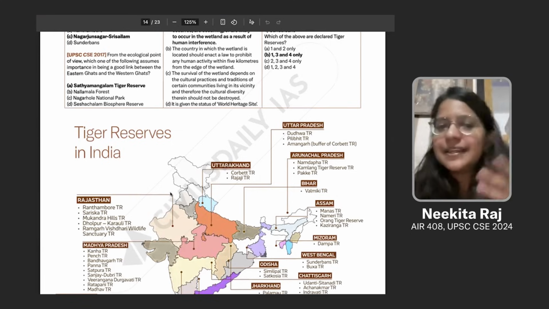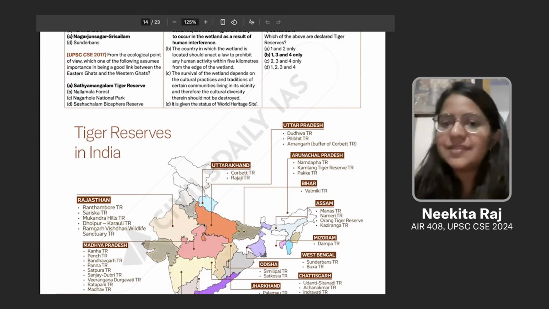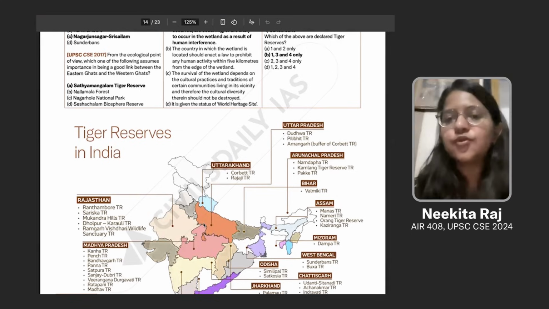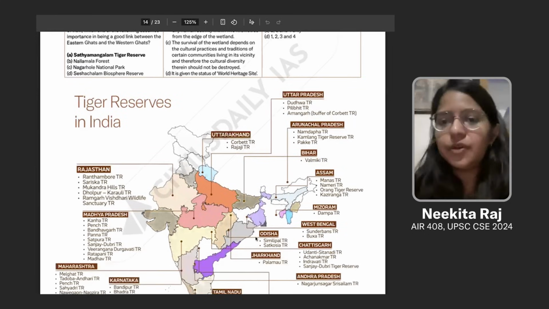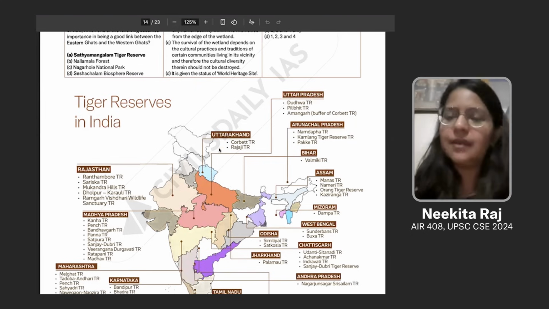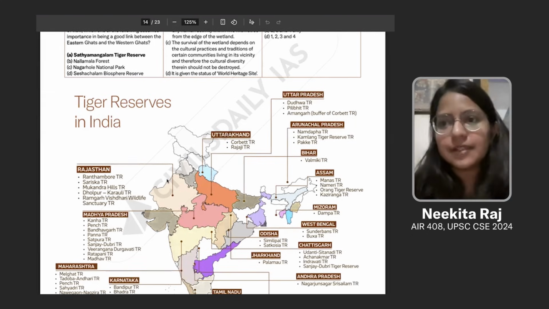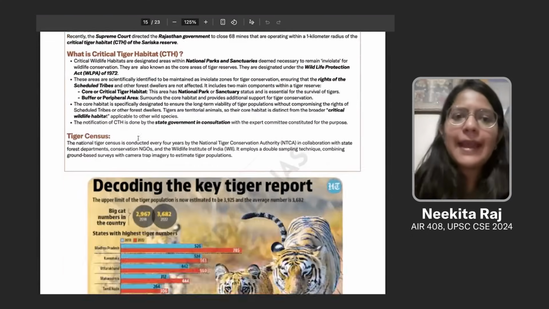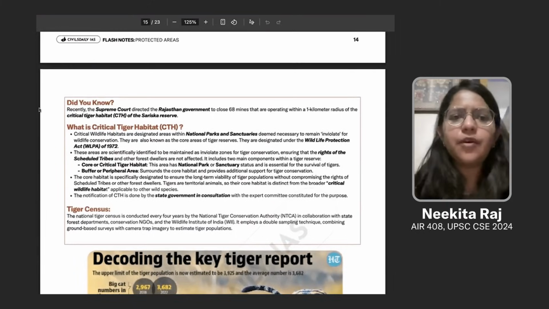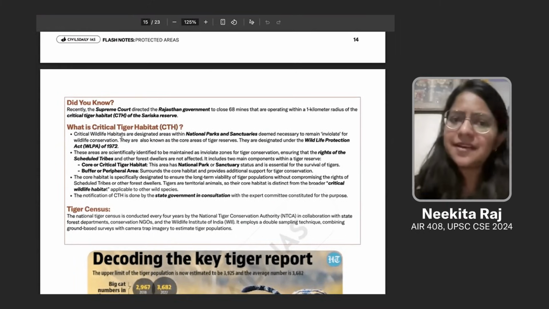So I would suggest that you memorize the tiger reserves of India, because initially I used to feel that it's very difficult to do, but you will realize that it's not so difficult compared to remembering national parks and wildlife sanctuaries, because in tiger reserves most of the things will overlap. And there are a few factual details about tiger reserves, like what a critical tiger habitat is and what the tiger census is.